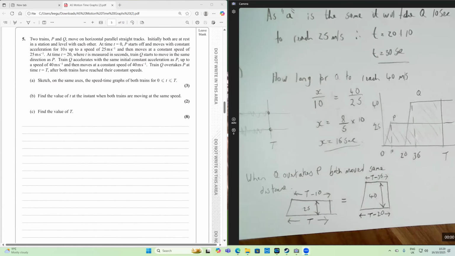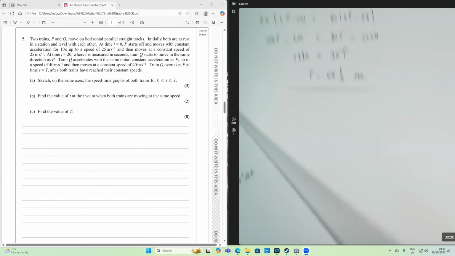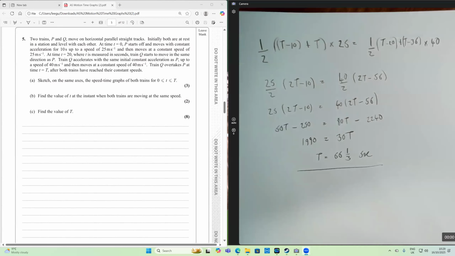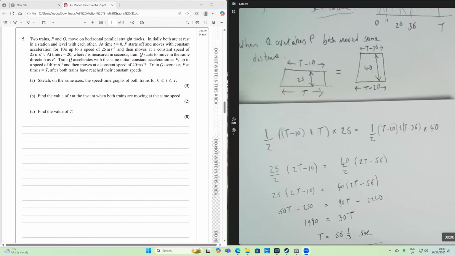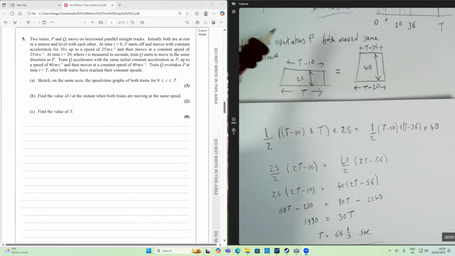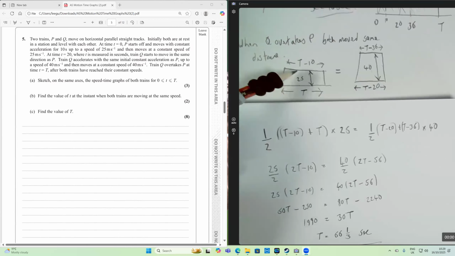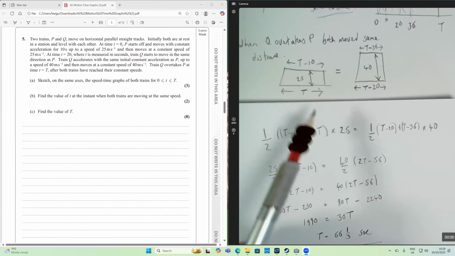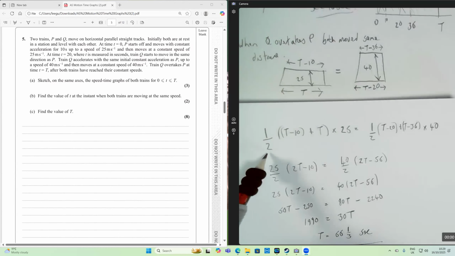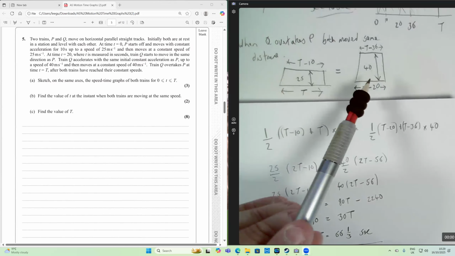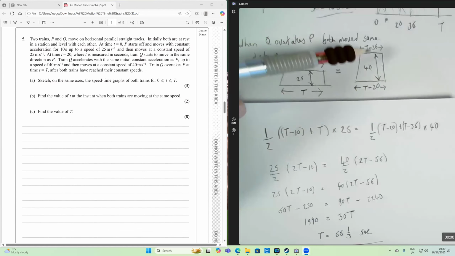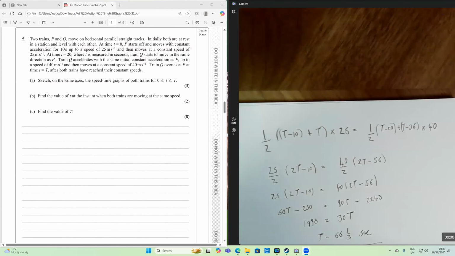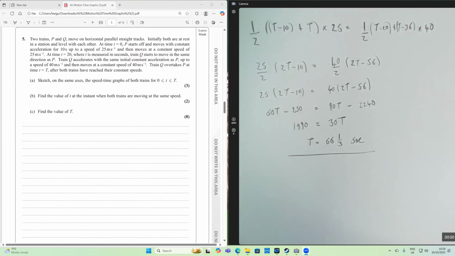Let's write down our formula for the area of a trapezium. We add the two parallel sides together, halve it, and times by the distance they are apart. So for this trapezium, it is t plus t minus 10, the two parallel sides, divided by 2 times 25. For this trapezium, it's t minus 20 add t minus 36, divided by 2 and times by the distance they are apart, 40. And those are equal because they've traveled the same distance at the point at which Q overtakes P. Now we just simply solve this.